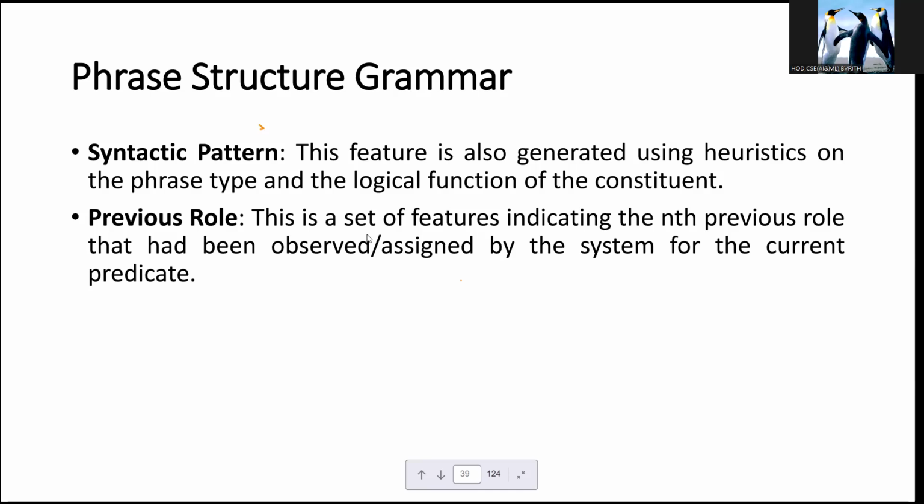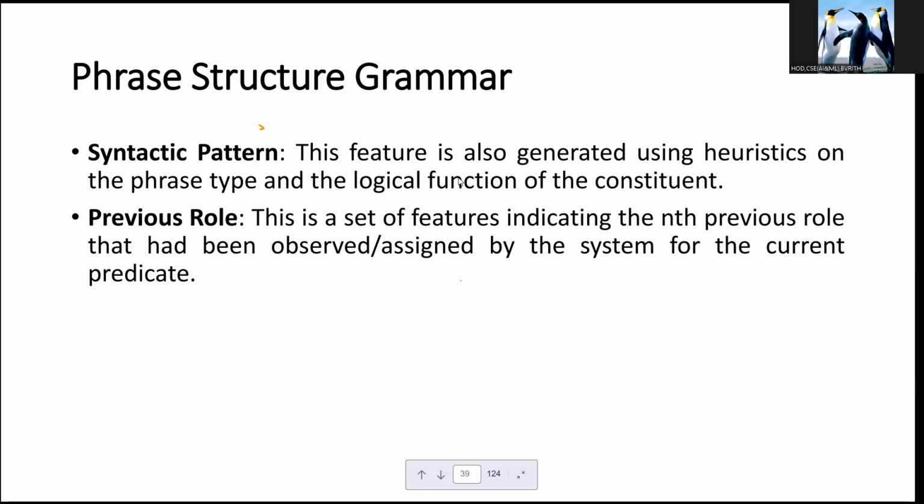And previous role is a feature that tells how that particular word is used in the previous context, or in the previous usage of that word, where it is actually used and how many times it is used in that particular context. Okay, all those can be checked. For that, we check the nth previous role that had been observed. Say for example, if that word is used in different contexts of my text, then I can check the exact previous occurrence of that word and the context in which the word was used. Based on that, we can know the role of that particular word in the previous context.